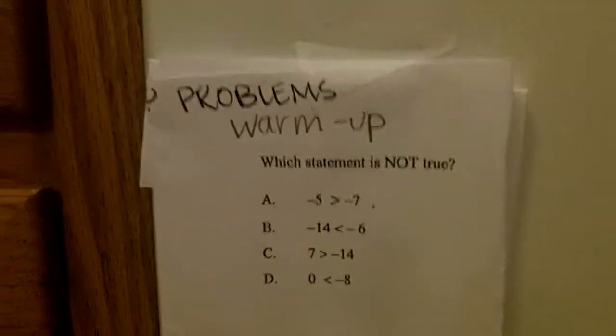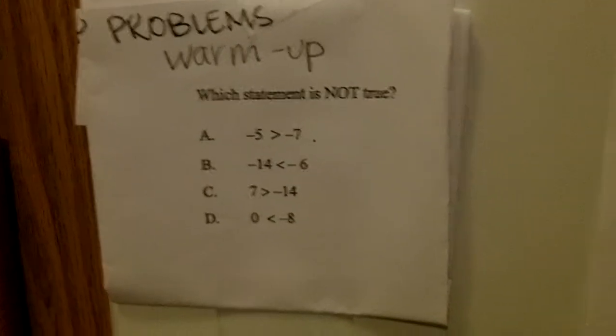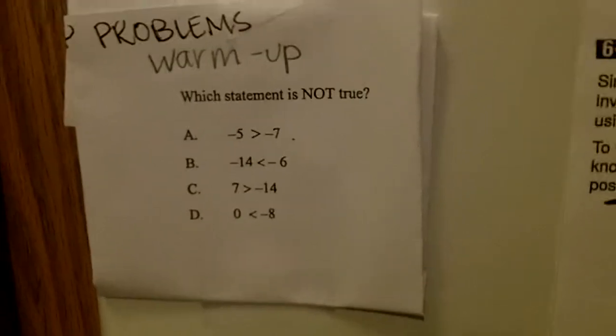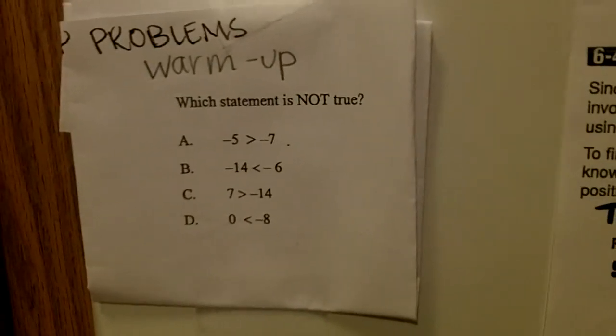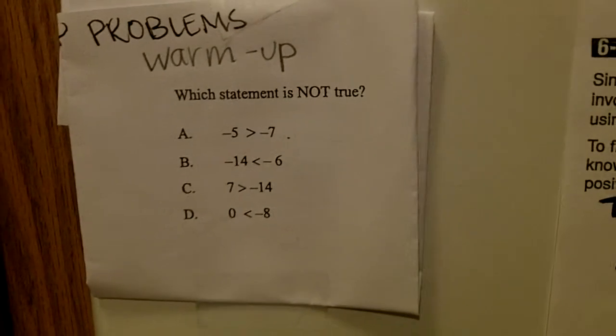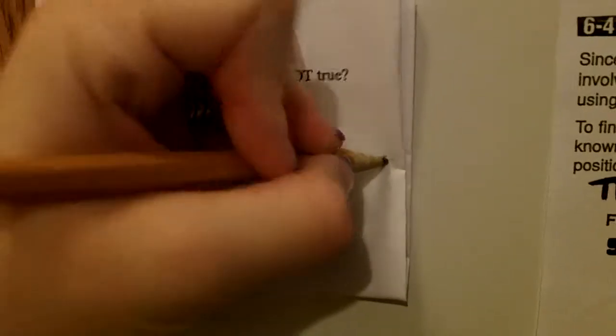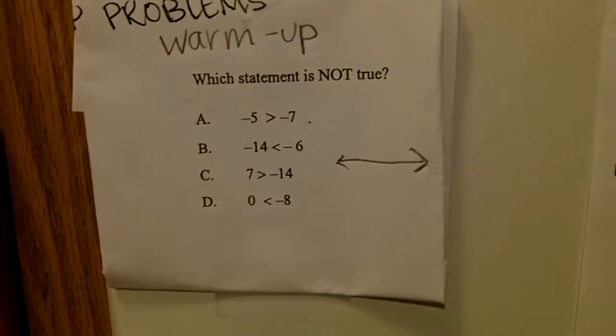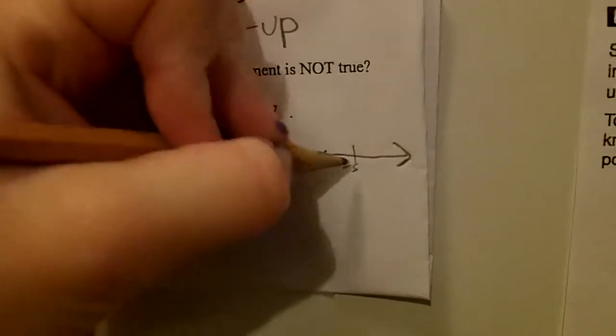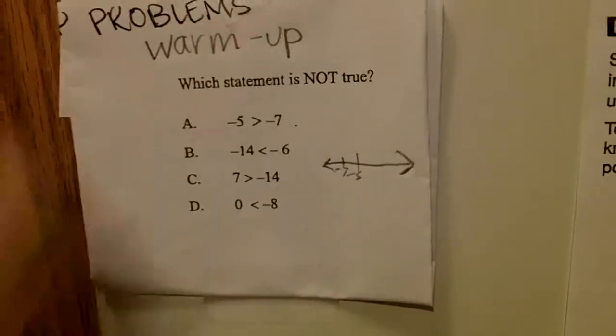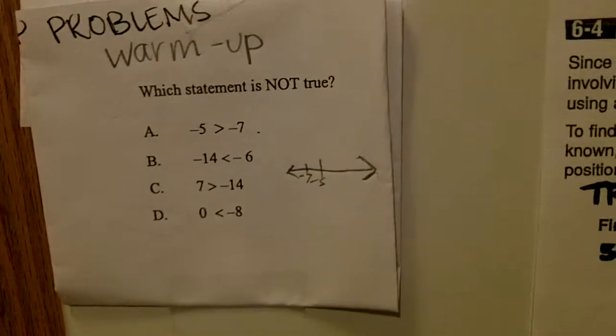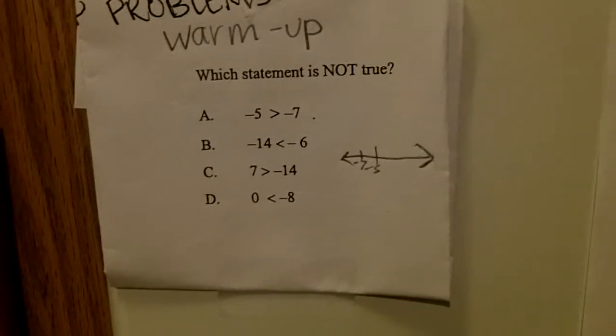Let's go ahead and go over the warm-up now. Which statement is not true? If we were to use a number line, it probably would be really beneficial on this type of question. So I'm going to go ahead and jot a miniature number line down, and I'm going to take a moment to put in some numbers. So here's -5, here's -7, which means that A is in fact true.